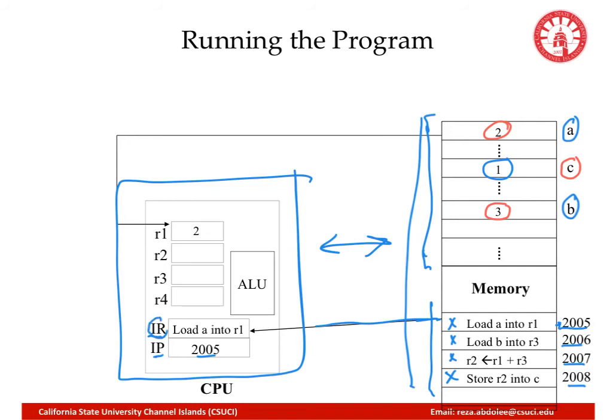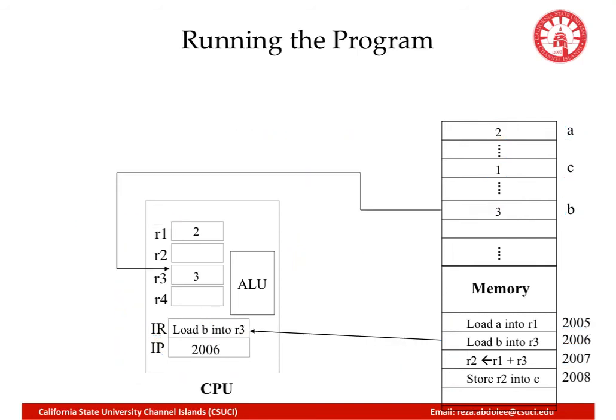Once it has the instruction in the instruction register, it takes a look at the instruction and starts doing the operation as specified in this instruction register. So for this first instruction, what it does is load the value of A to register R1. So the value of A is in here. It takes the number 2, which is the content of that register, and then puts it in register R1.